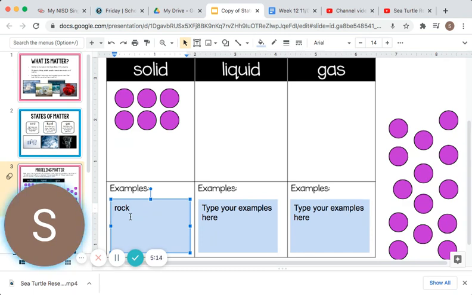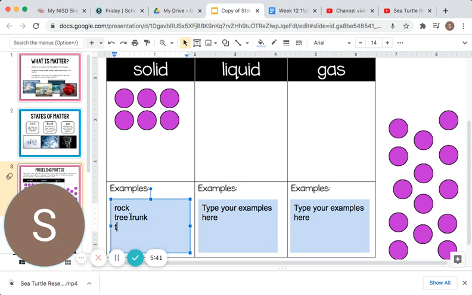Maybe we could say a tree trunk. So think about anything that is kind of hard, right? It's solid. Okay, rocks are very solid. They're not soft. They're not like a liquid, and they're definitely not a gas. So rocks, tree trunks. What else? What else could we say as examples of solids?